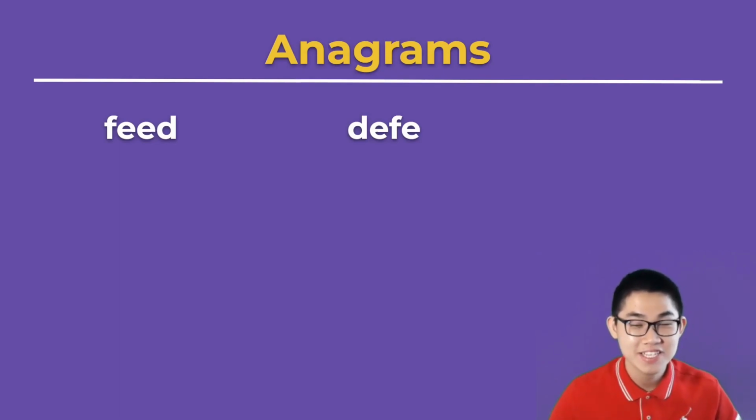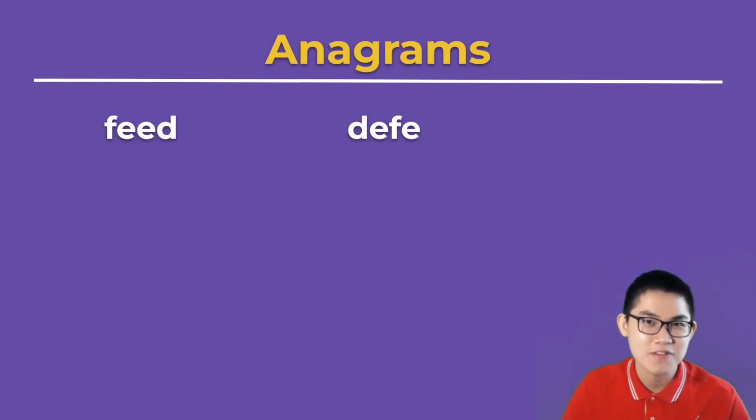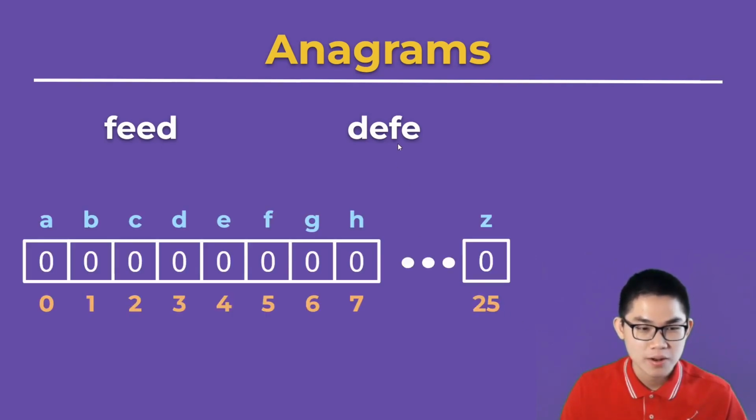What if I tell you that there is a better and faster solution than the previous one? Well, here it is. Let's say we have feet and defeat. We create an array of size 26, and we fill this array with zeros initially. Let's say index 0 is for A, index 1 is for B, and so on. After we create the array, we go through the first word, feet. Starting with F, we know that F is at index 5, so we increment by 1. How about E? E is at 4, so we increment 0 to 1. E again, this becomes 2, and D, this becomes 1.